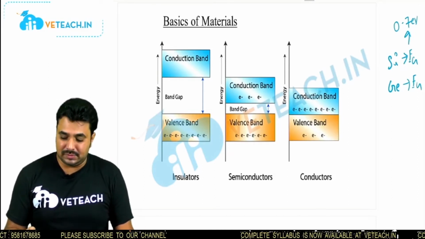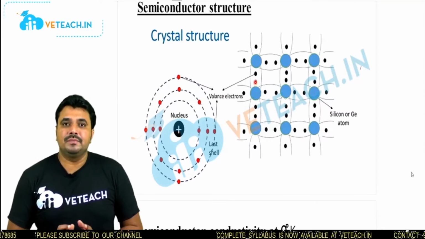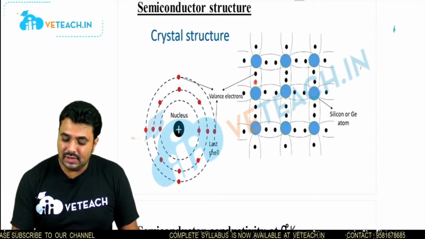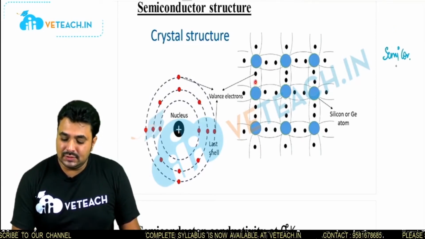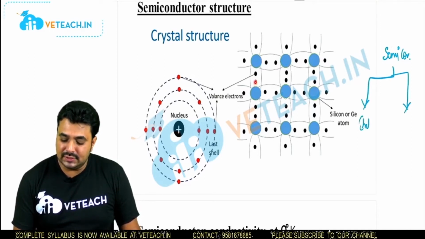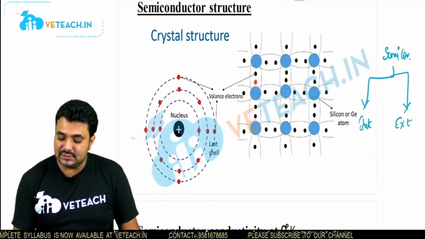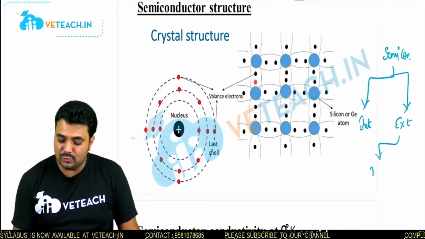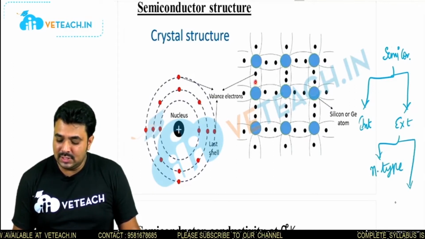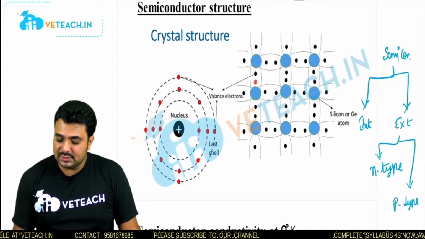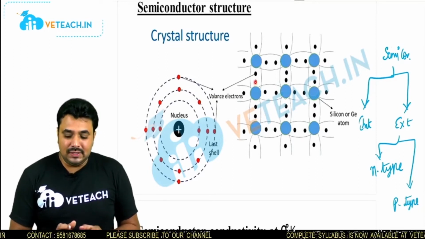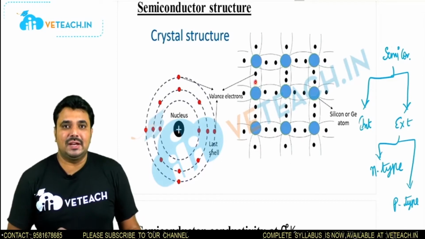Now we are going to see that one. You can see here the semiconductor structure. Semiconductors are divided into two types: one is intrinsic and another one is extrinsic. Again, in the extrinsic we have two types, that is N type and P type semiconducting materials. So now, as the basic semiconductor material, we are taking the intrinsic semiconductor material.